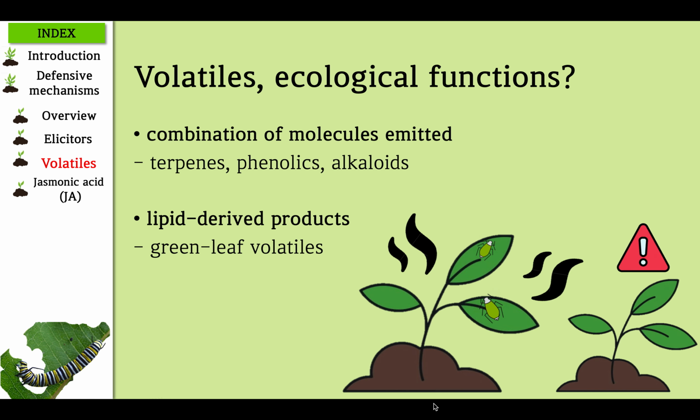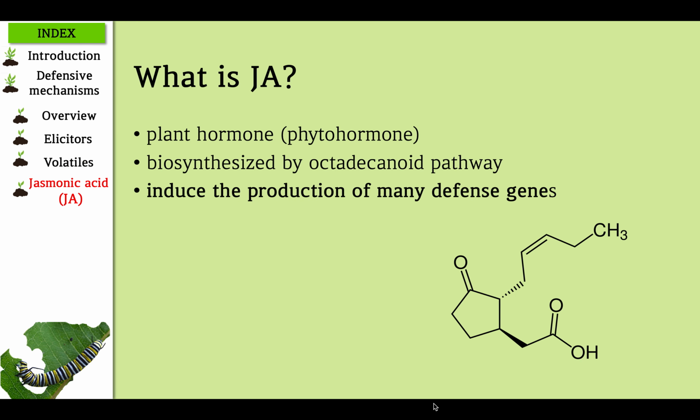Volatiles can send an alert signal for neighboring plants to initiate expression of defense-related genes like antimicrobial compounds. And also, volatiles attract enemies like carnivores or parasites of attacking insect herbivores. To sum up, volatiles are defensive metabolites that can protect plants themselves and neighbors, and also trigger interaction among animals and plants. Last one is jasmonic acid, abbreviated as JA. This is a plant hormone, also called a phytohormone.